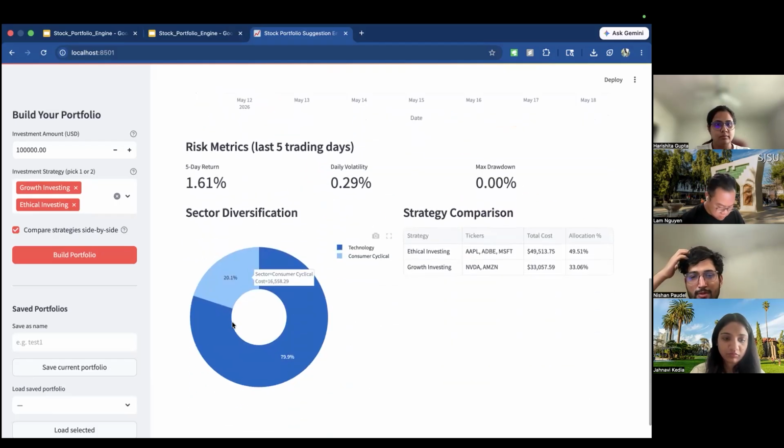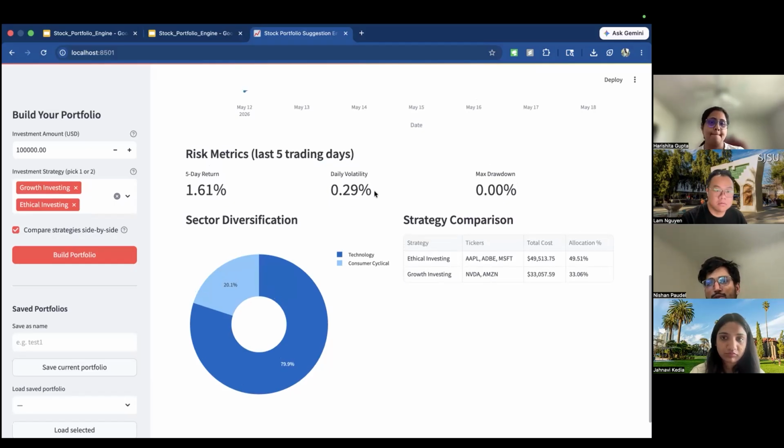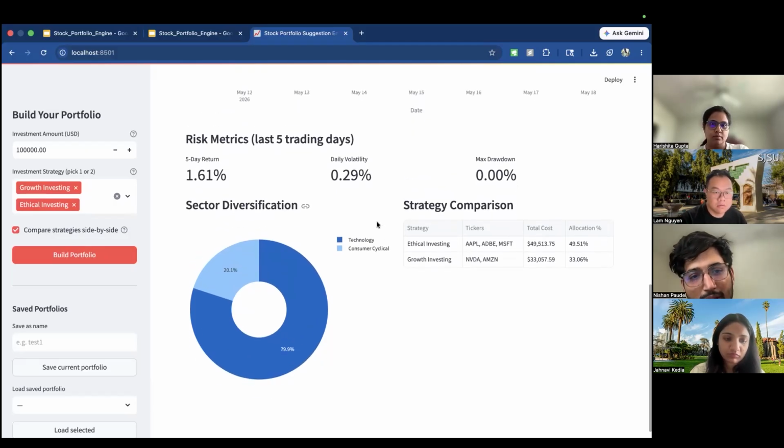While that was one of our test cases to fill, we also have implemented our risk metrics, one of our extras. Obviously we have the 5-day return, which is very important. On top of that, we have daily volatility, which is calculated using standard deviation with our data. We also have max drawdown. As explained earlier, we also have sector diversification.